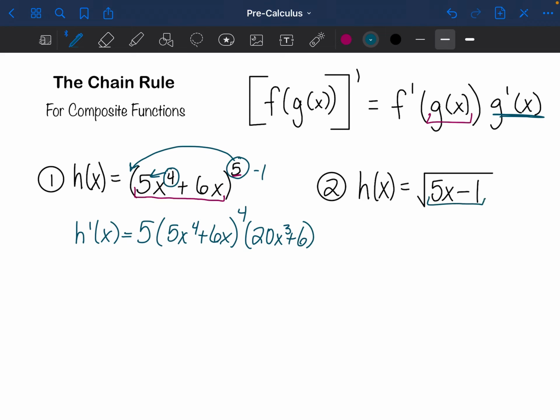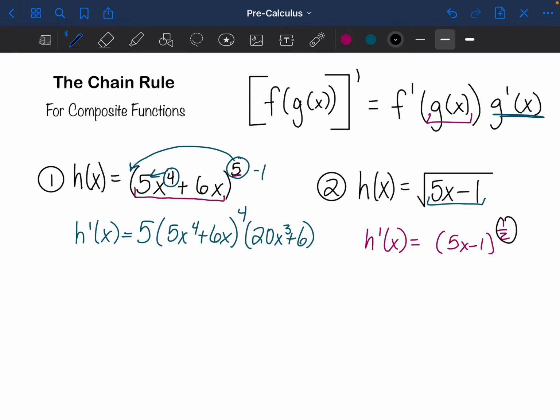When we're looking at h of x equals the square root of 5x minus 1, we see that we have our g of x, our embedded function, inside there. Our other function that's stopping us on the outside is that square root. So when we're finding the derivative, it's always best to take a root and change it to a fraction exponent. So I've got 5x minus 1 to the 1/2.